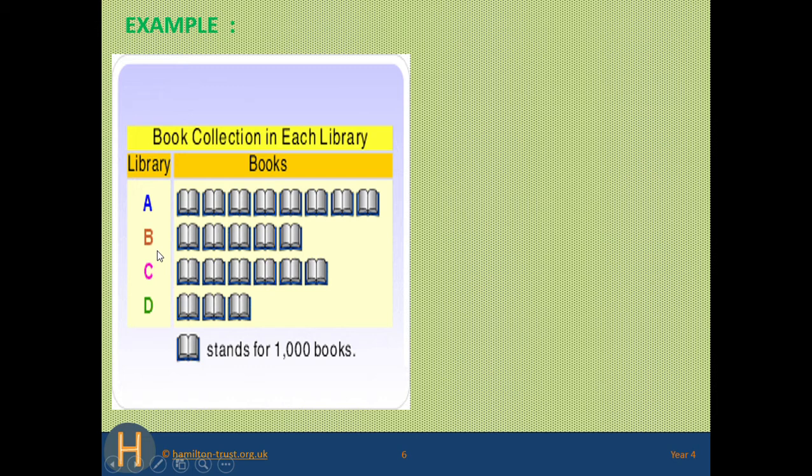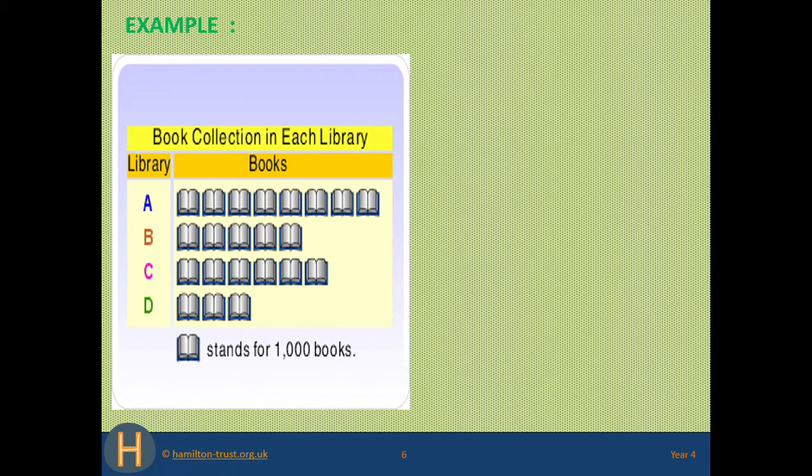di mana saja perpustakaan yang sedang dicari datanya ini, yang sedang disajikan datanya ini, ya. Library A, B, C, and D. Kemudian di sini ada namanya key or scale, ya. Key or scale. Ini adalah gambar yang mewakili 1000 books. Jadi kalau di gambar 1 artinya adalah 1000 buku, ya.